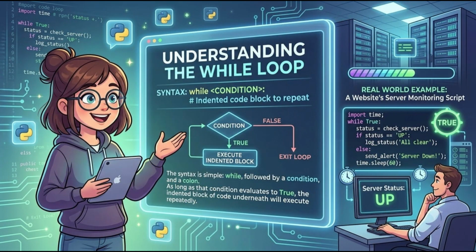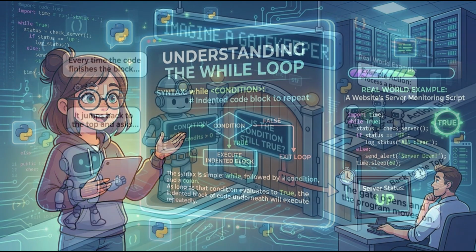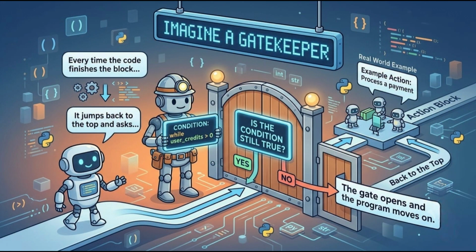The syntax is simple: while, followed by a condition, and a colon. As long as that condition evaluates to true, the indented block of code underneath will execute repeatedly. Imagine a gatekeeper. Every time the code finishes the block, it jumps back to the top and asks the gatekeeper, is the condition still true? If yes, it goes again. If no, the gate opens and the program moves on.